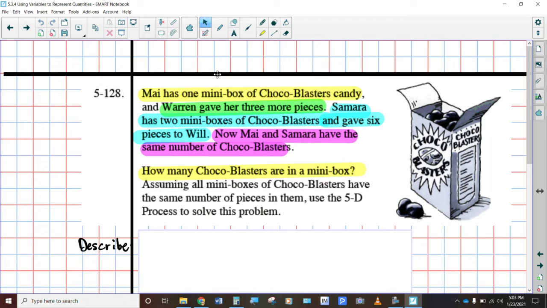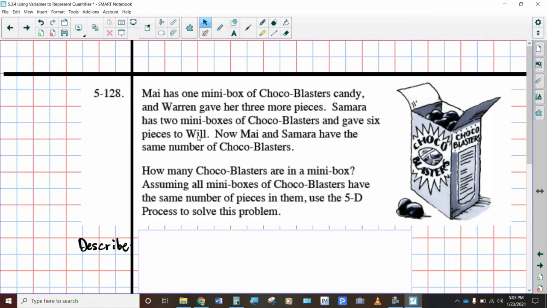Okay, so remember, we read through the problem. Maybe I shouldn't have all this highlighted to begin with. Let's highlight it as we go. Okay, so it says Mai has 1 mini box of chocolate blasters candy, and Warren gave her 3 more pieces. Okay, Samara has 2 mini boxes of chocolate blasters and gave 6 pieces to Will.